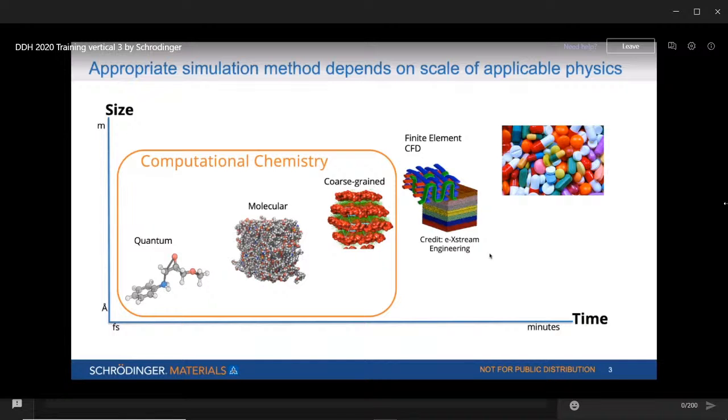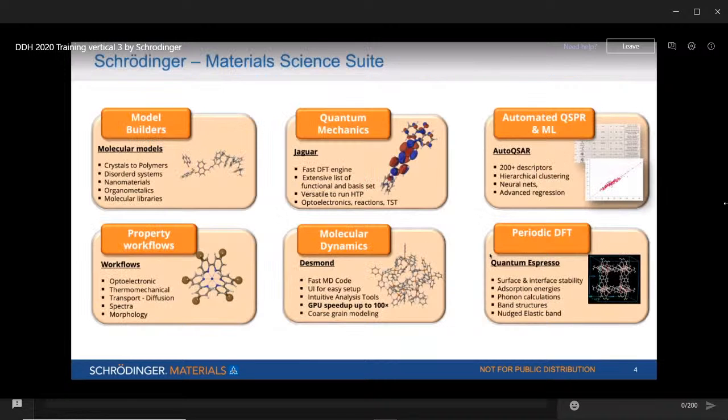Putting these things together is called Schrodinger's Materials Science Suite. It is a unique toolkit where you have tools for building models of any different type of material. Once we have the model of the material, we can use a quantum mechanical engine or a molecular dynamics engine to do the simulations, and once we do the simulations, we can predict the properties. To do that, we have automated workflows, and if you have existing data, we can build automated QSPR models or machine learning models.